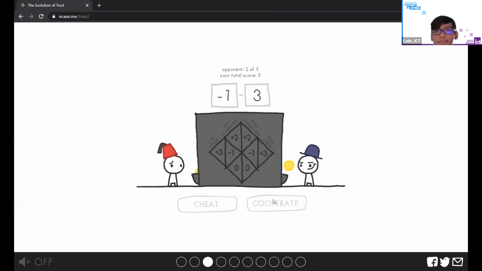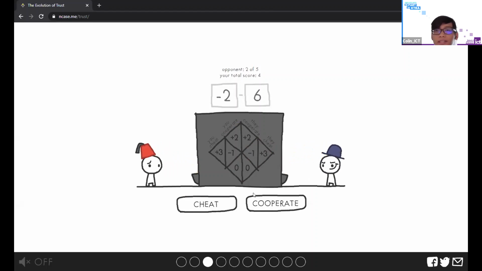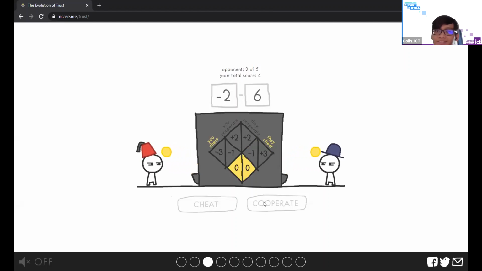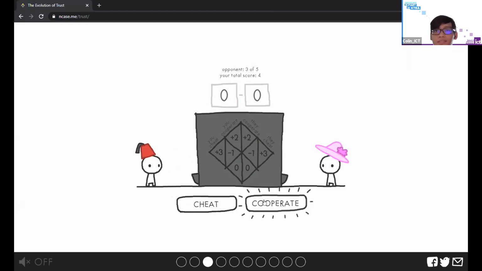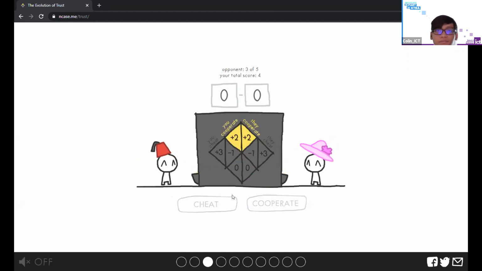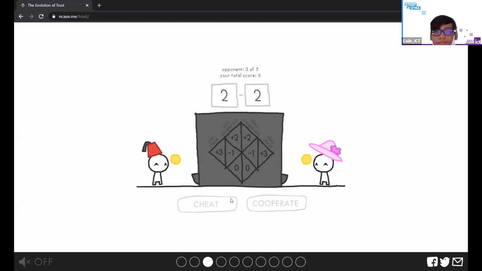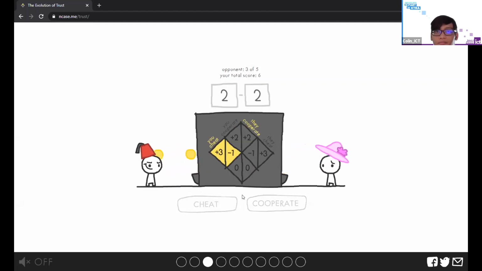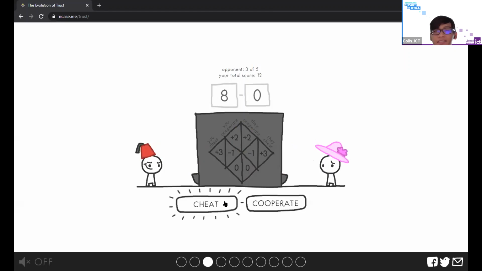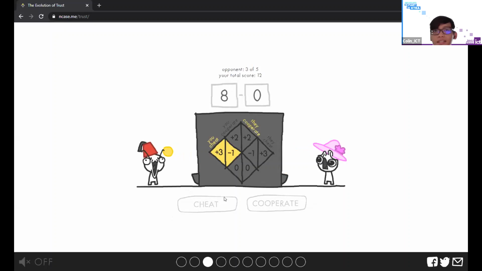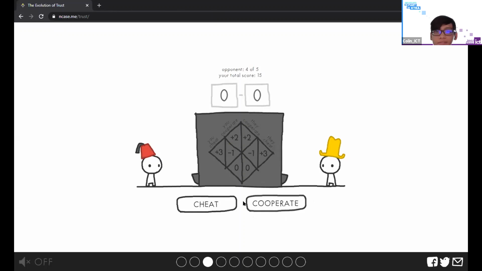It seems that whenever I cooperate, he cheats, so I can assume that he always cheats. Okay, next character. It seems that whenever I cheat, the character doesn't retaliate, so I can deduce that he always cooperates.